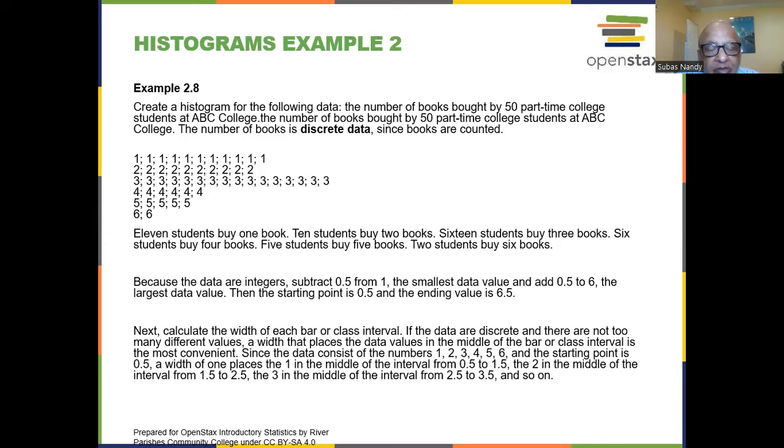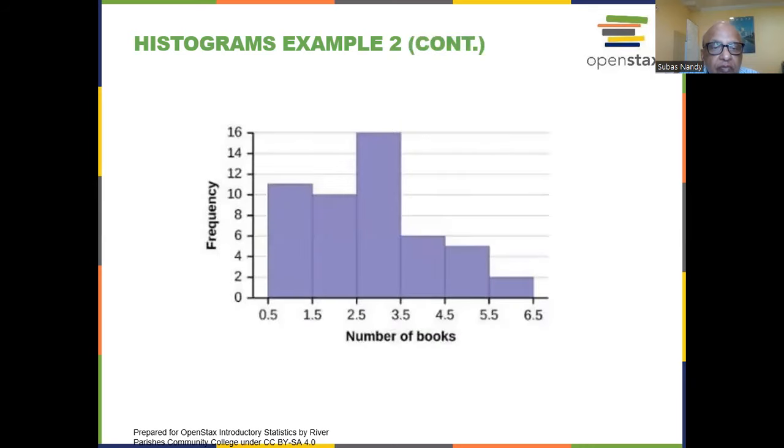Since the data consists of the numbers 1, 2, 3, 4, 5, and 6, and the starting point is 0.5, a width of 1 places the 1 in the middle of the interval 0.5 to 1.5, the 2 in the middle of the interval from 1.5 to 2.5, the 3 in the middle of the interval from 2.5 to 3.5, and so on. So here is your diagram.